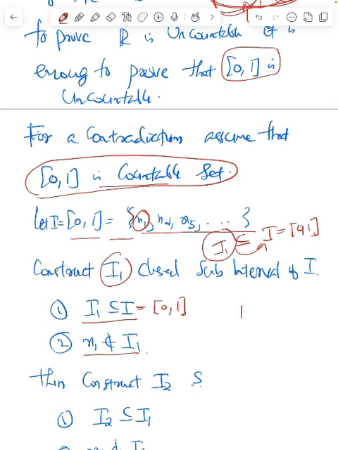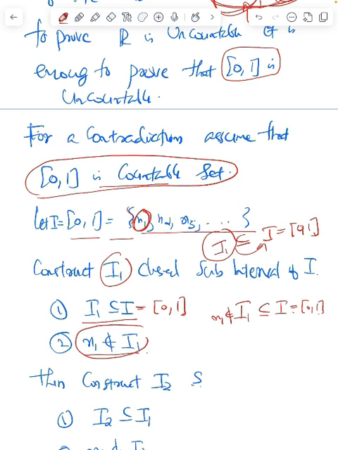That is, I1 has two properties. The first property is that I1 is a subset of I, where I is the closed interval [0, 1]. And the second property is that the element x1 is not contained in I1.